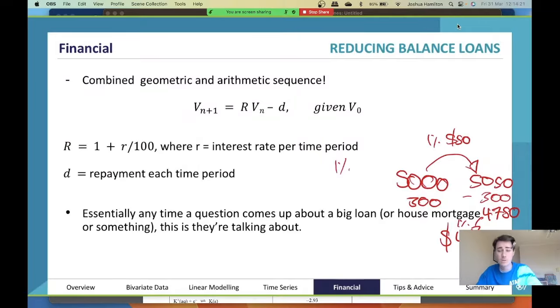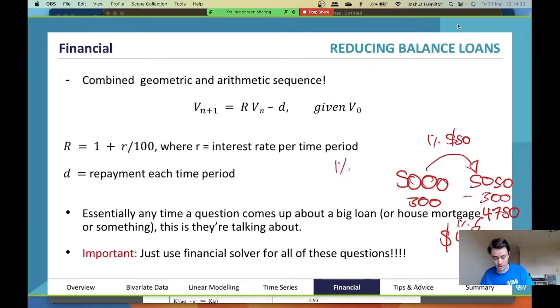So that's why these are really, really messy. There is no nth term. That's why you have Financial Solver. Essentially, this is always used when you have a big loan, like a home, like a house mortgage. This is where this is used. Now, there's no example right here for this because we're going to go through an example later on. So we will go through an example of this, don't worry.